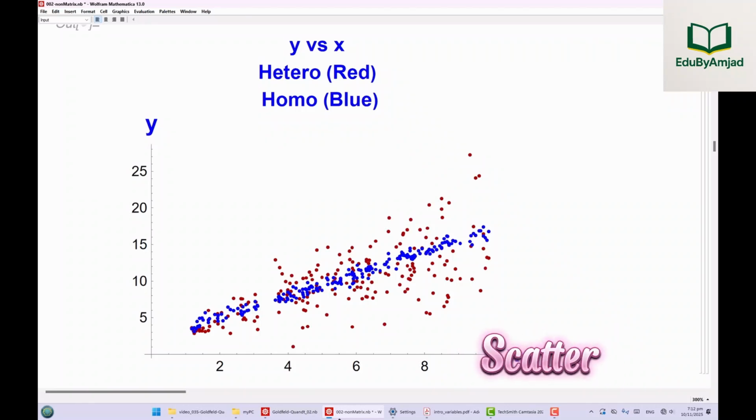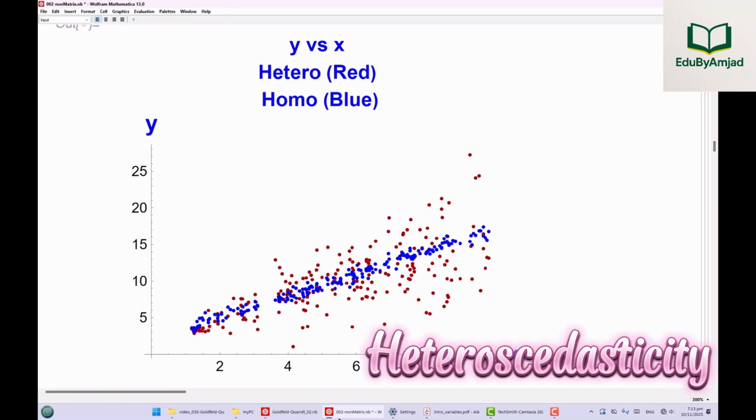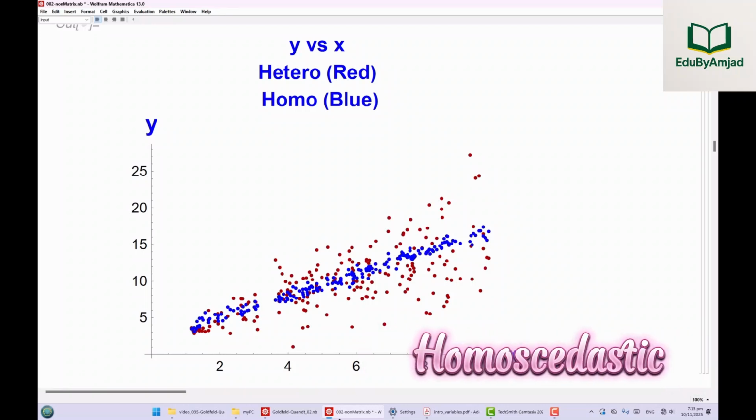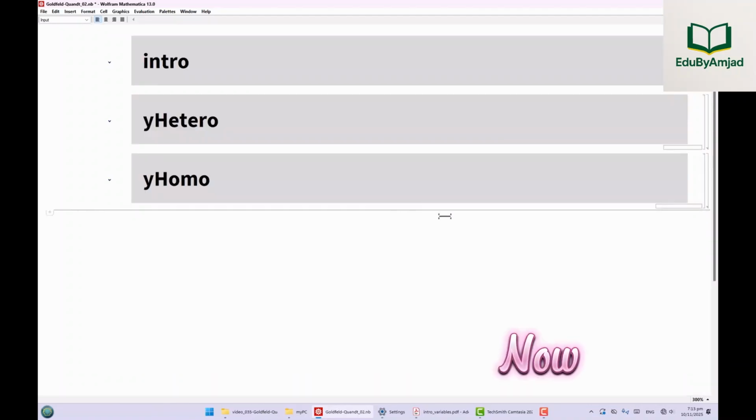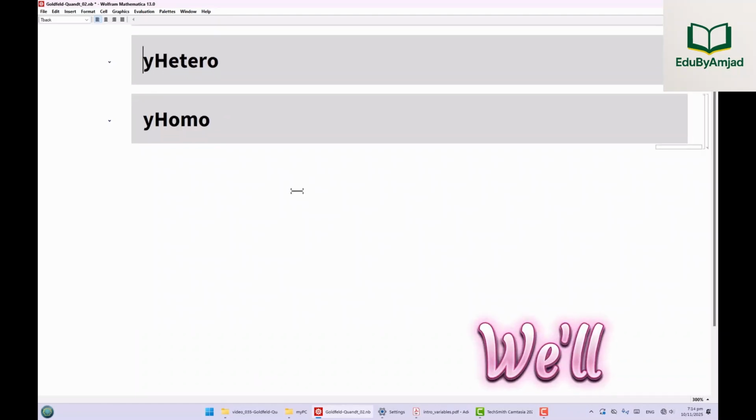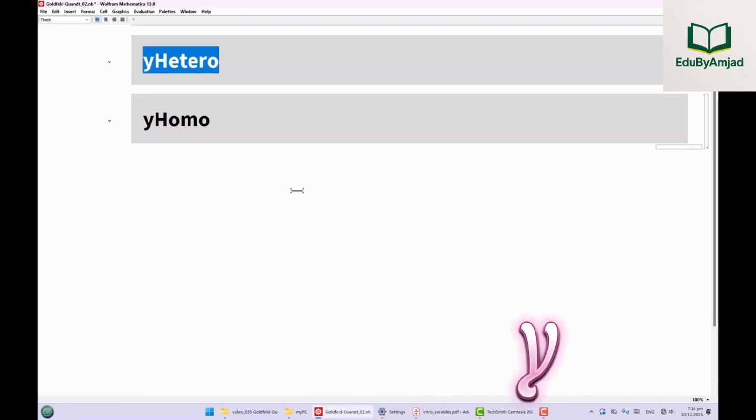This is an overlaid scatter plot of both dependent variables against x. The red points show the scatter with heteroskedasticity, while the blue points show the homoskedastic scatter. Now let's apply the Goldfeld-Quandt test to our data, step by step. First, we'll test for heteroskedasticity in y-hetero.